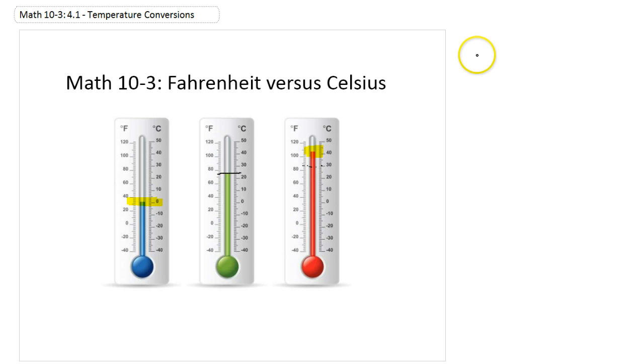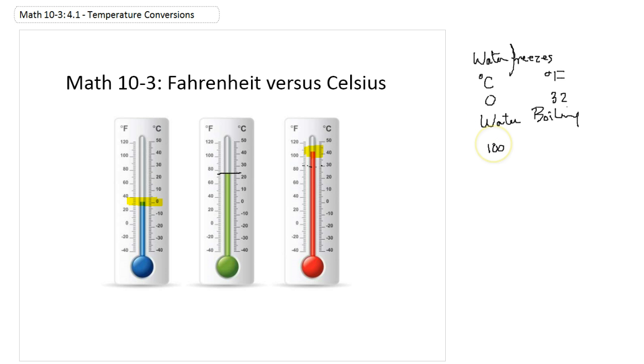So things like when water freezes. And we talked about that. In Celsius, that's at 0. And in Fahrenheit, that occurs at 32 degrees. When we have water boiling, that in Celsius is 100 degrees.